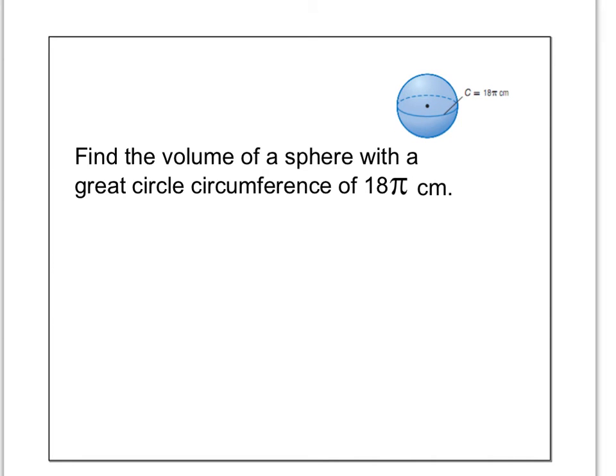Number 7, find the volume of a sphere with a great circle circumference of 18 pi. Volume, sphere. Pick your formula.